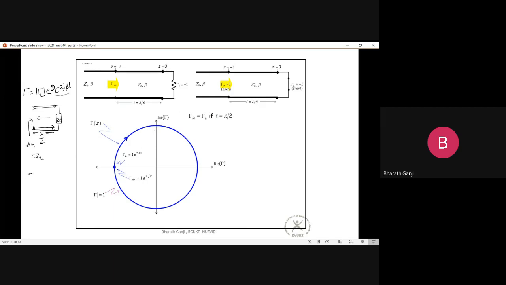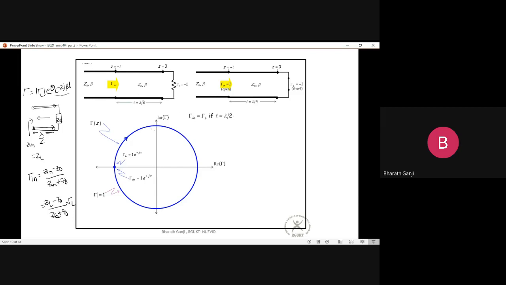So if you ask me what is the reflection coefficient at the input, it is nothing but Zin minus Z naught by Zin plus Z naught. But if the length is lambda by 2, Zin is equal to ZL. So you can see that you get the same answer, which is the reflection coefficient at the load. So once you move a length of lambda by 2, you end up at the same point.